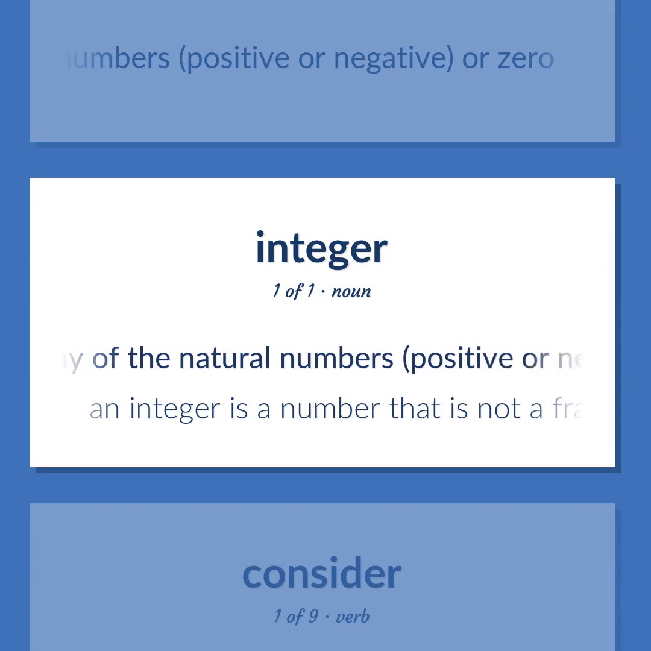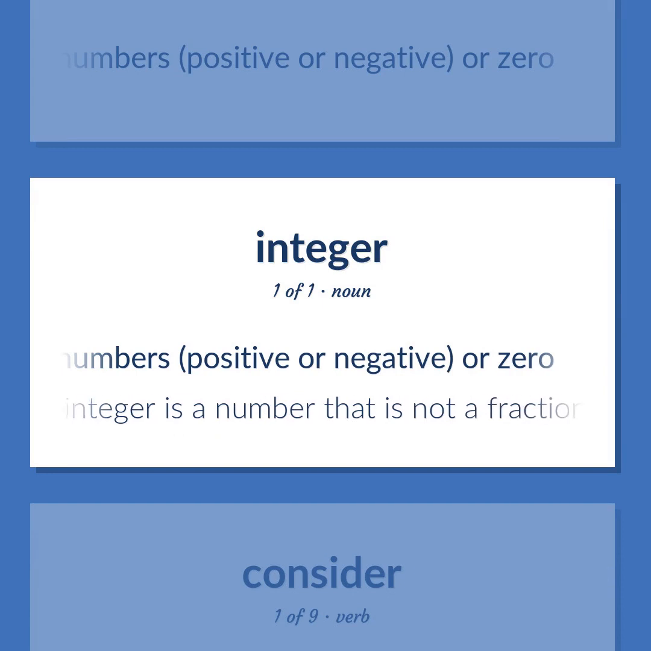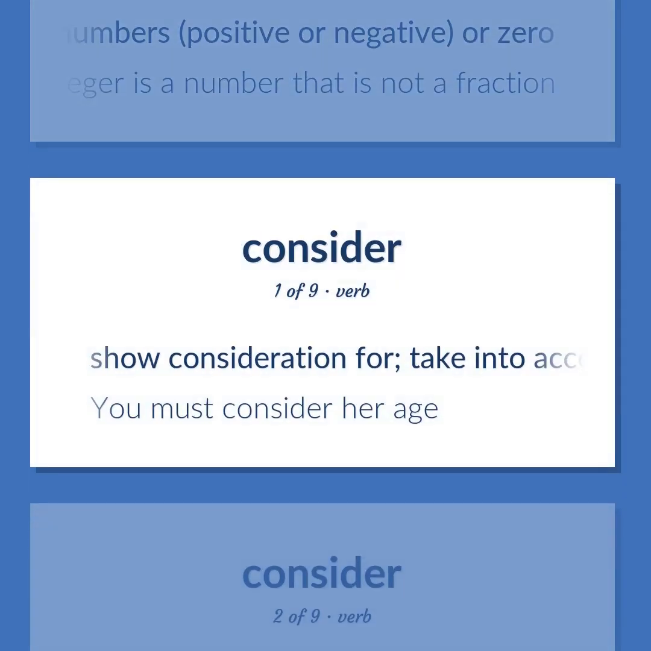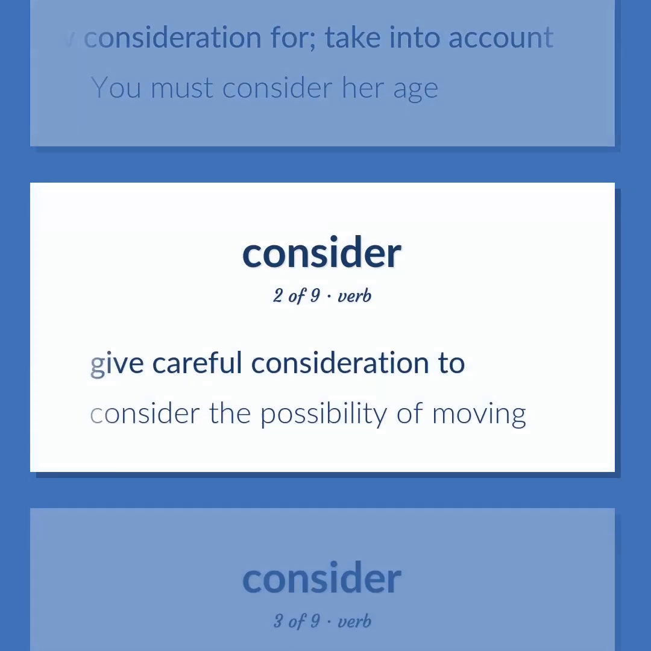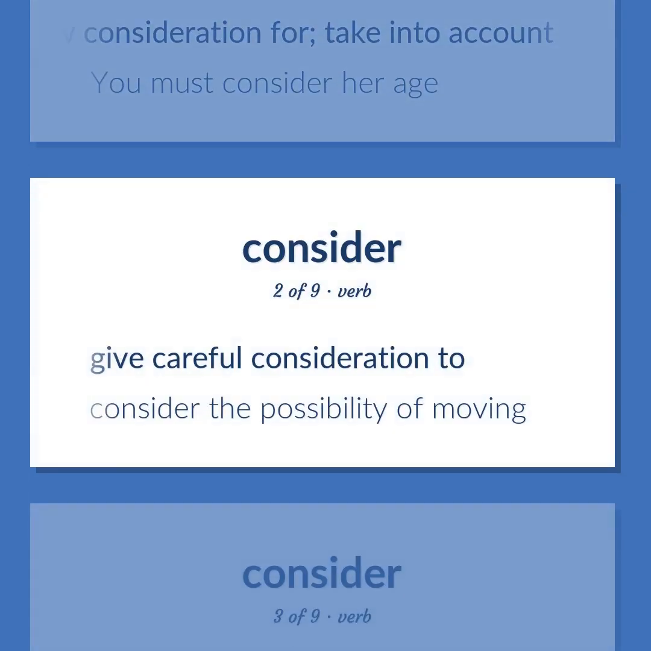Any of the natural numbers, positive or negative, or 0. An integer is a number that is not a fraction. Show consideration for. Take into account. You must consider her age. Give careful consideration to. Consider the possibility of moving.